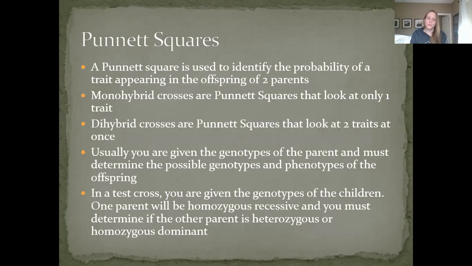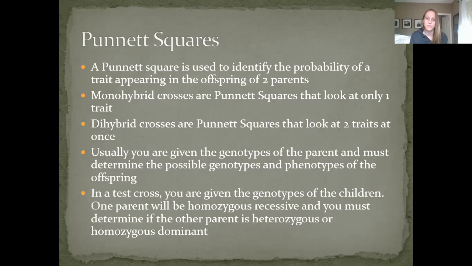So when we're doing Punnett squares, this is how we figure out those probabilities. And they can be either monohybrid or dihybrid. If we're only looking at 1 trait at a time, we will use a monohybrid Punnett square. These would be the types that you did in grade 9, where it's like 4 boxes, a 2x2 square. Dihybrid crosses or dihybrid squares look at 2 traits at the same time, and they will be a 4x4 square, so 16 boxes in total.